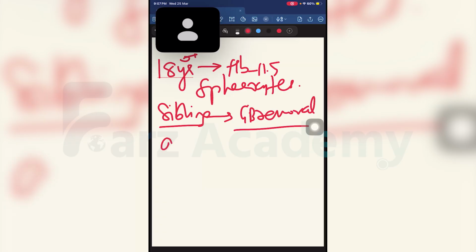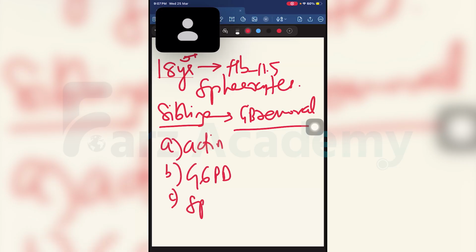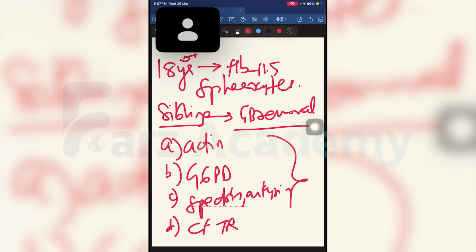I'll tell you the options now. A is actin, B is G6PD, C is spectrin and ankyrin, and D is CFTR. Tell me which of the following would probably be mutated. Spectrin and ankyrin. What is the diagnosis? Hereditary spherocytosis.